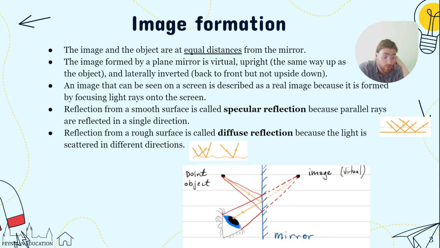So reflection from a smooth surface is called specular reflection because the parallel rays are reflected in a single direction. Now, reflection from a rough surface is called diffuse reflection because the light is scattered in different directions. So if you've ever been to one of those places that has a mirror that'll make you look very wide, or very tall, or very squashed, that's because it is not a flat mirror.